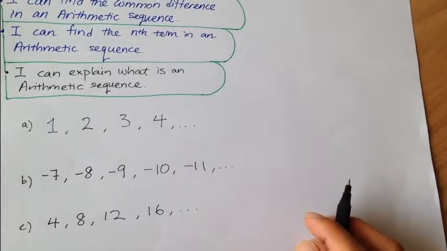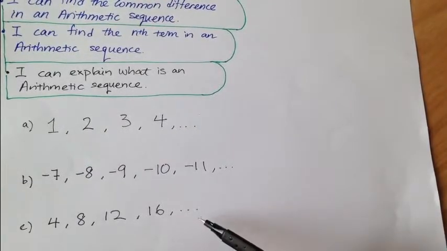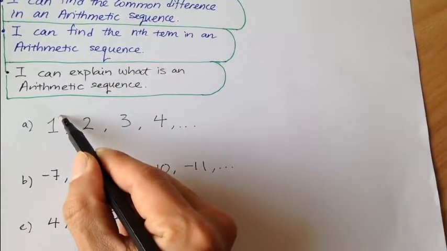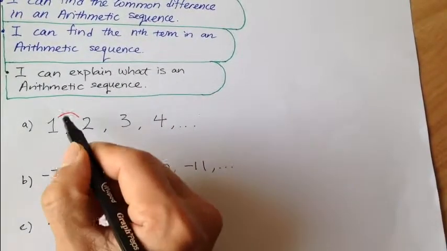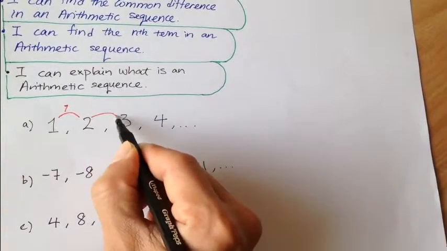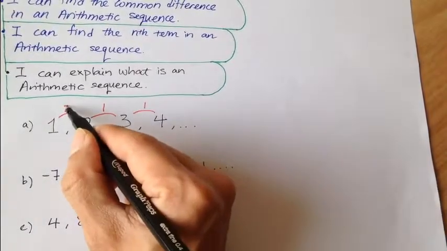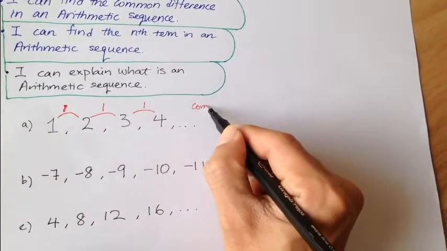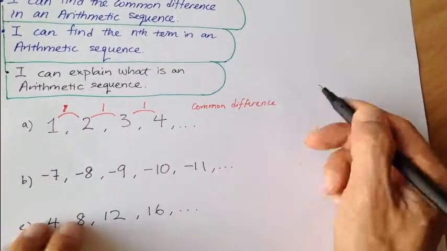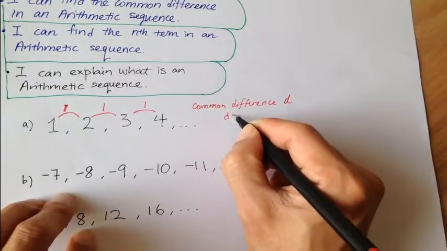Now we start by looking at what is an arithmetic sequence. Here are three examples of arithmetic sequences, and you'll find that the difference between any two subsequent numbers is always fixed. So 2 minus 1 is 1, 3 minus 2 is also 1, 4 minus 3 is also 1. This same number is called the common difference, and the symbol that we use is D. So in this particular sequence, the common difference is 1.